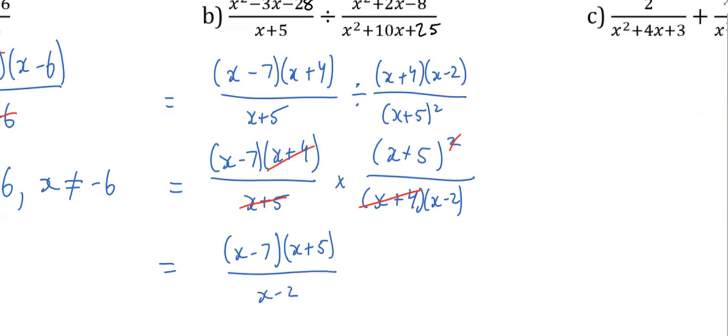And then what do we need? Restrictions. So what can x not be? Abdul? Okay. Why 7? Did we ever divide by x minus 7? I think 7's fine because it's never in a denominator. You have to look for all the denominators throughout the entire question.